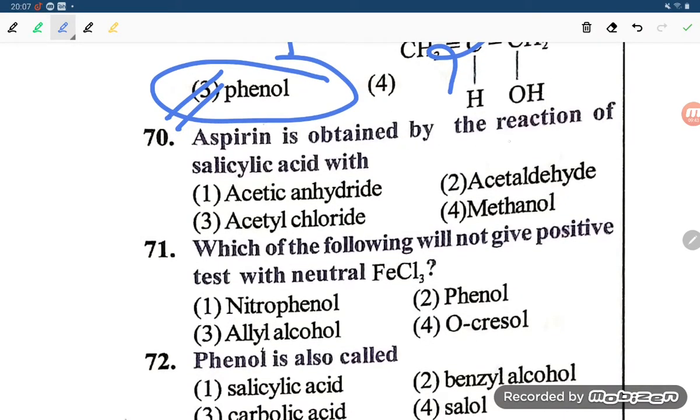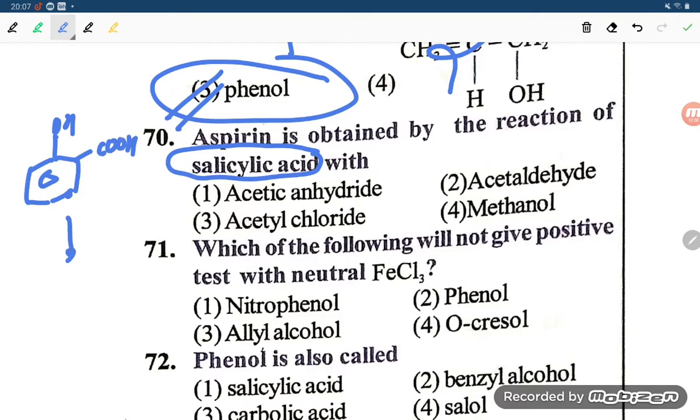Next, aspirin is obtained by the reaction of salicylic acid with what, students? The formula of salicylic acid is this: OH is there, and this one is COOH. If you are heating it with acetic anhydride, it gives aspirin. Acetaldehyde, methanol or acetyl chloride is wrong. The correct option is option number 1. So for number 70, the correct option is option number 1.